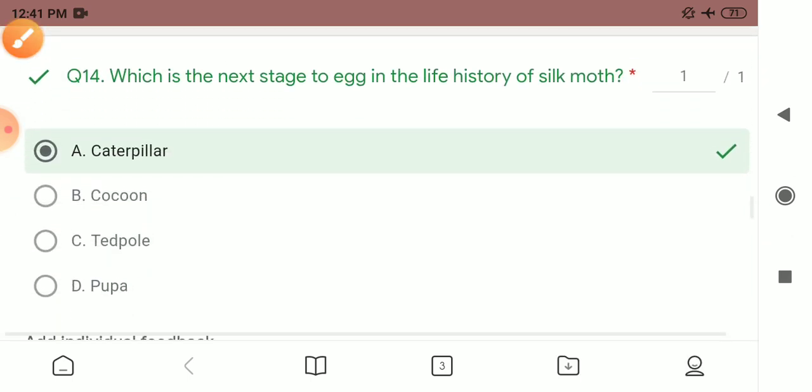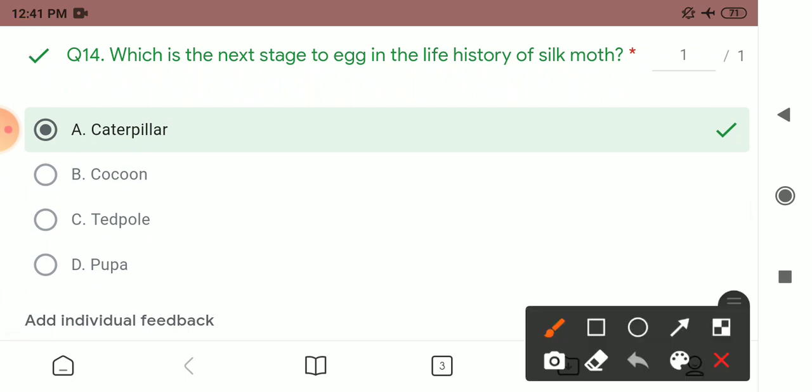Next, 14th number. Which is the next stage to egg in the life history of silk moth? What is the next stage after the egg? The options are caterpillar, cocoon, tadpole or pupa. So here your answer is option A, that is caterpillar. After the egg stage, the caterpillar stage is there in the life history of silk moth.